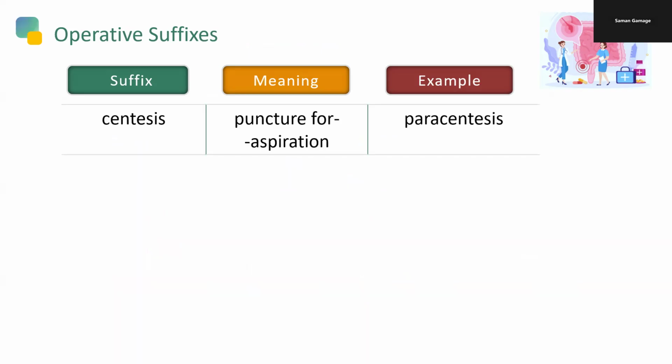Operative suffixes. Centesis. Centesis means puncture for aspiration. Paracentesis. So when you want to aspirate some abnormally collected fluid from a space, you do centesis. Paracentesis abdominis is aspiration of fluid from abdominal cavity or peritoneal cavity. Desis is binding. Arthrodesis is binding of joints. You surgically bind a joint, arthrodesis. Then the joint cannot be moved.